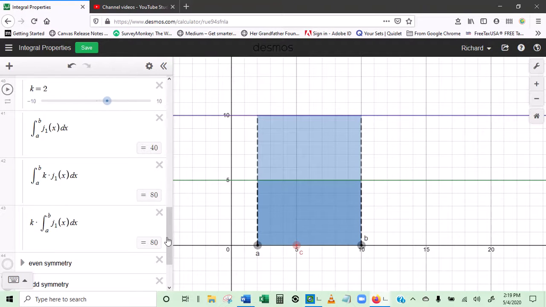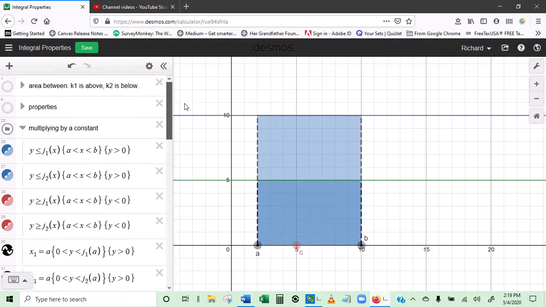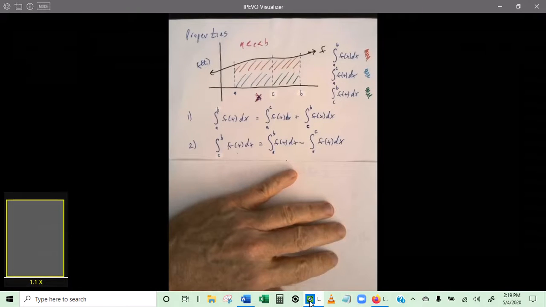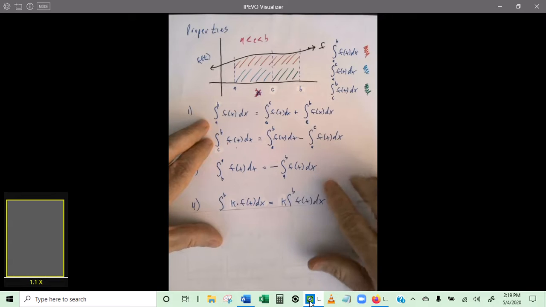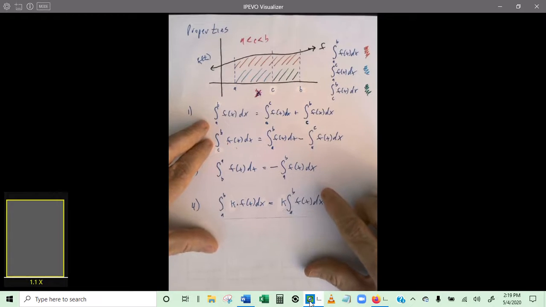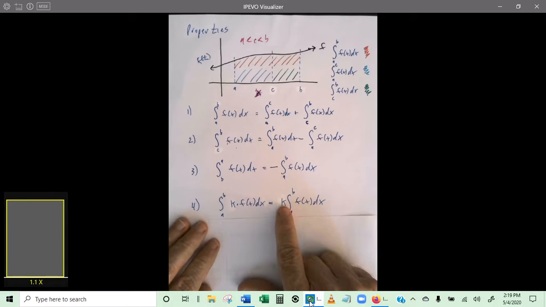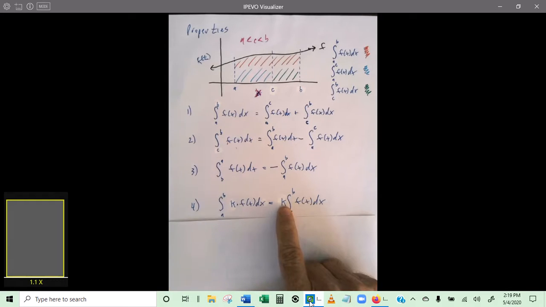So let me go ahead here, and I'm going to hide that again to make it a little bit simpler looking because we're going to come back. And here is the camera back again, right? And then here is property number 4, which I've written right here: the integral of k times f of x dx is equal to k times the integral of f of x dx from a to b. So I've taken this k and slid it to the outside, right? Now we're going to do some examples of this later on, okay?